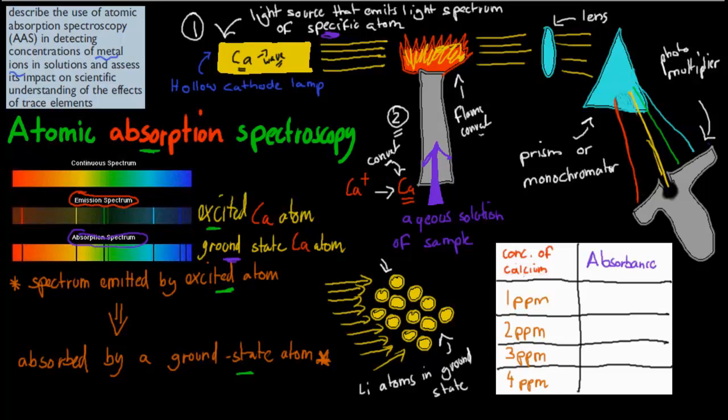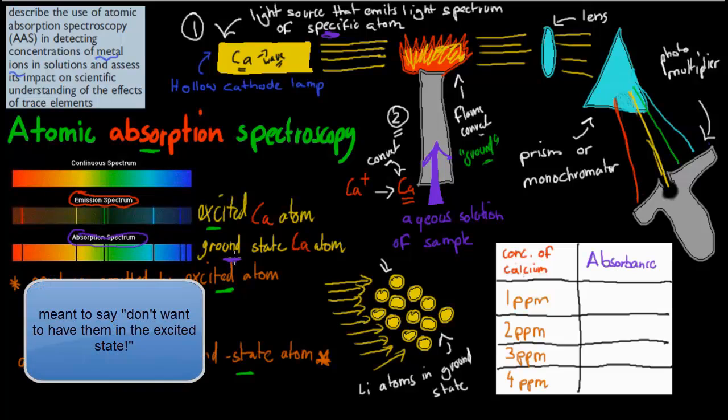It does not make it excited. So all of these atoms are in their ground state here. They're not in the actual excited state. Remember how absorption works with the ground state atoms. It doesn't work with the excited state atoms. So we don't actually want to have them in the excited state. That was for the atomic emission spectroscopy, not for the atomic absorption spectroscopy.